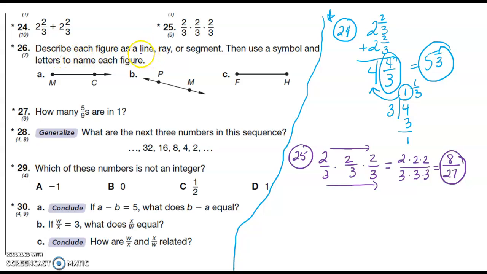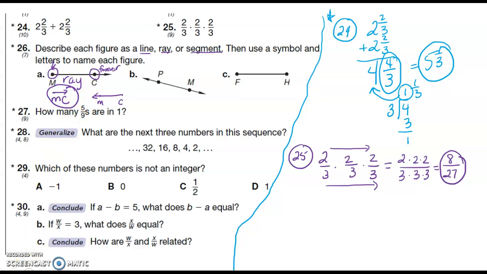Describe each figure as a line, a ray, or a segment, and then use a symbol and letters to name each figure. This is great. So a ray starts at a certain place and then goes on forever. So this is a ray, and when we name the ray, we always start with the spot that it starts. Okay, so we're going to draw a little mini ray MC. This is not ray CM. If it were ray CM, it would have to start at C and go forever in the M direction. So this is my answer here.